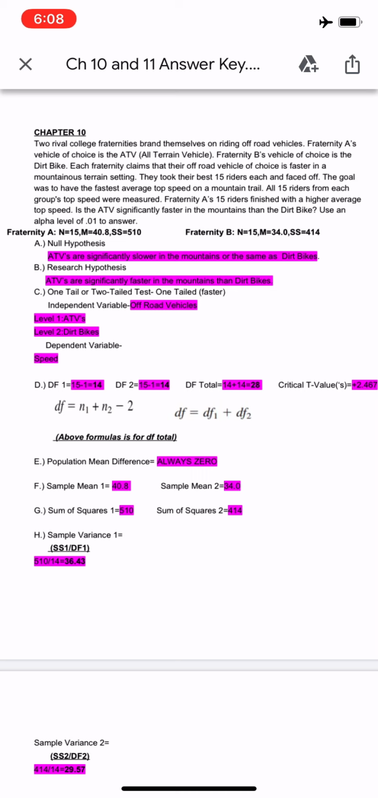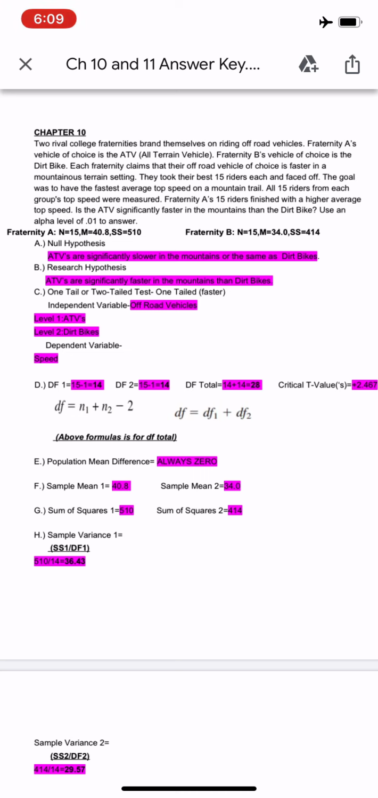So, two rival college fraternities brand themselves on riding off-road vehicles. Fraternity A's vehicle of choice is the ATV. Fraternity B's vehicle of choice is the dirt bike. Each fraternity claims that their off-road vehicle of choice is faster in a mountainous terrain setting. They took their best 15 riders each and faced off. The goal was to have the fastest average top speed on a mountain trail.